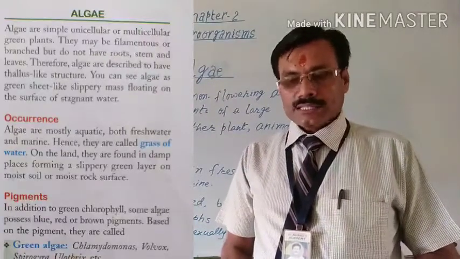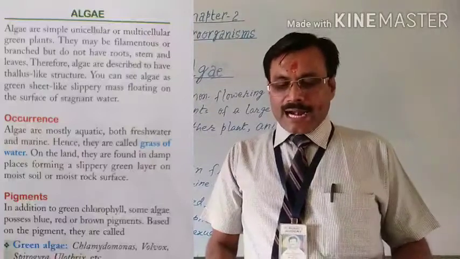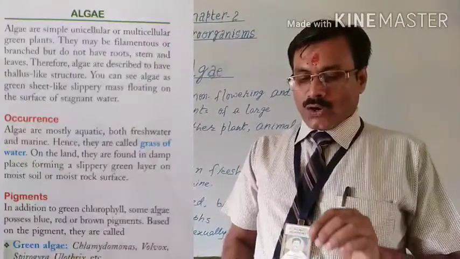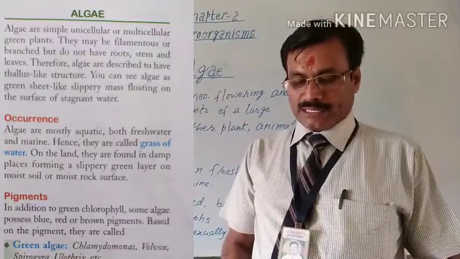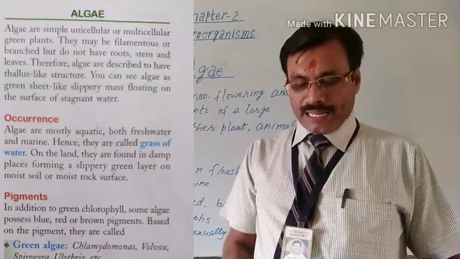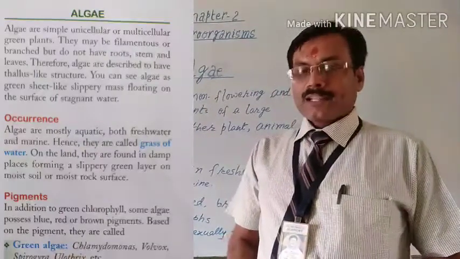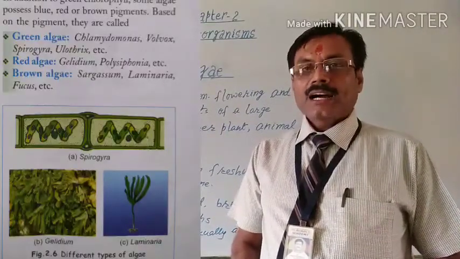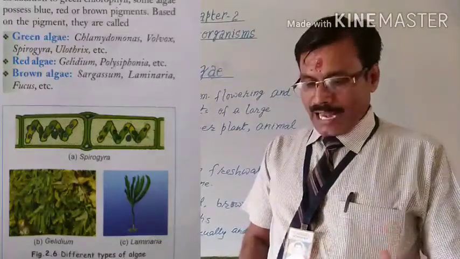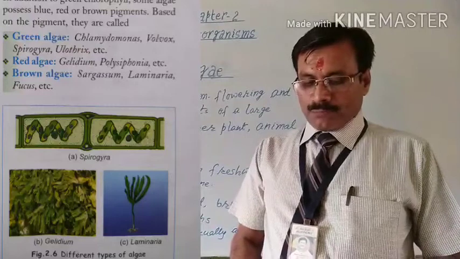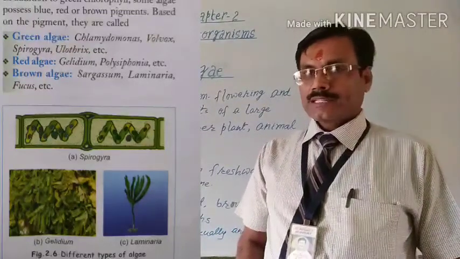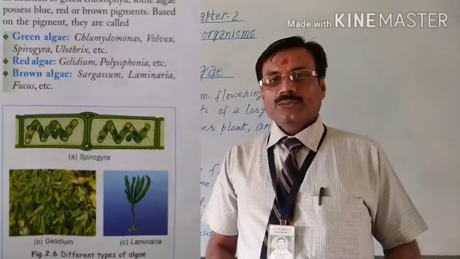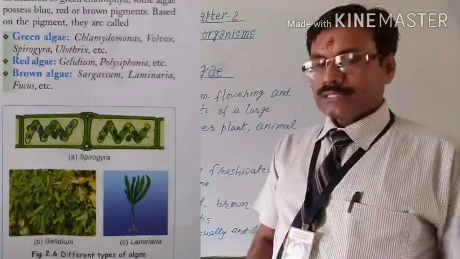Pigments. In addition to green chlorophyll, some algae possess blue, red or brown pigments. Based on the pigment, they are called green algae, red algae and brown algae. Chlamydomonas, Volvox, Spirogyra, Ulothrix, etc. come in the category of green algae, while Gelidium, Polysiphonia, etc. are kept in red algae, and Sargassum, Laminaria and Fucus, etc. are kept in brown algae.